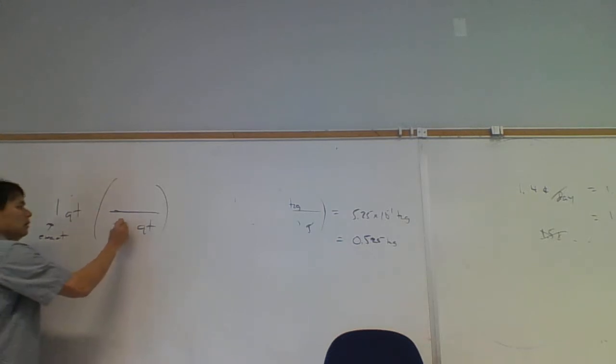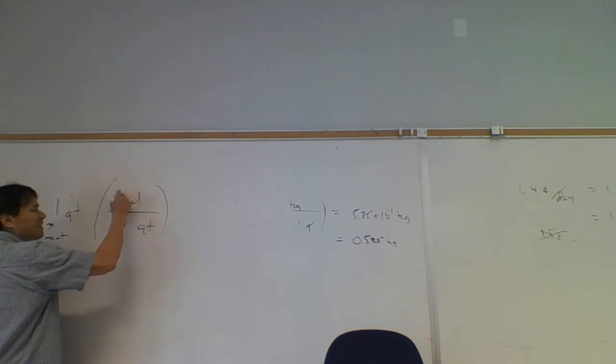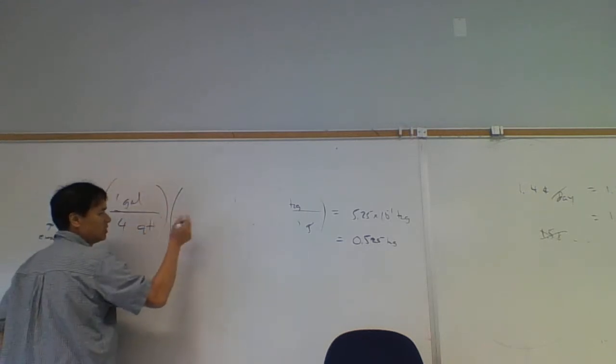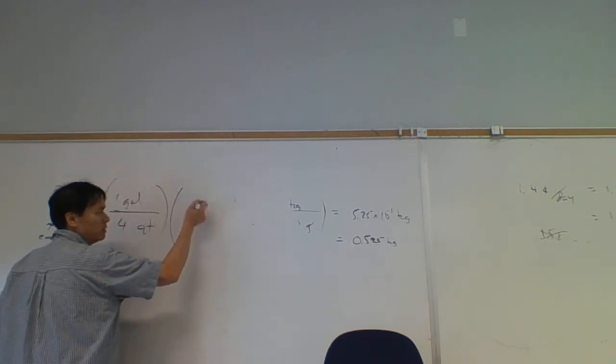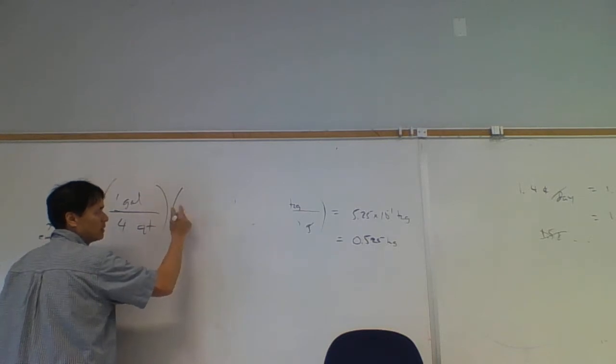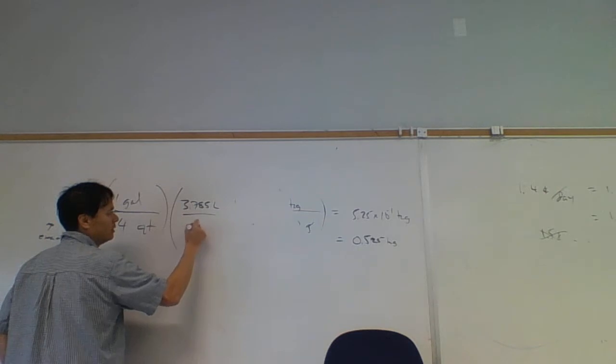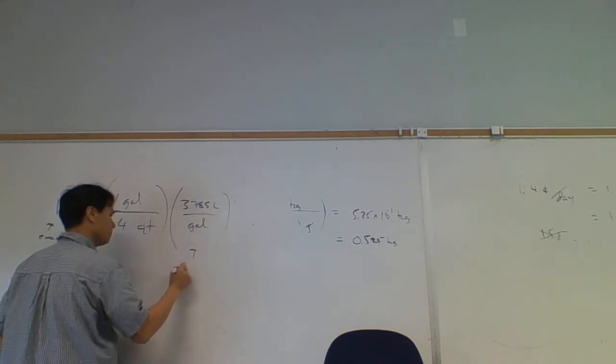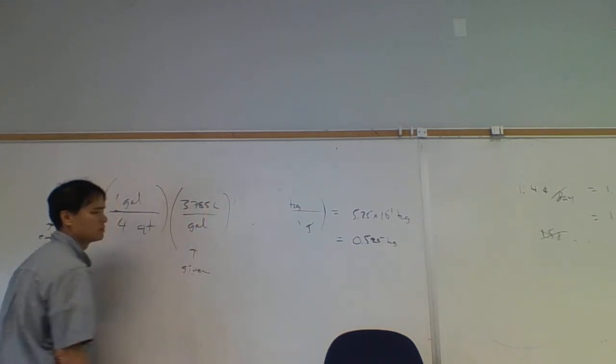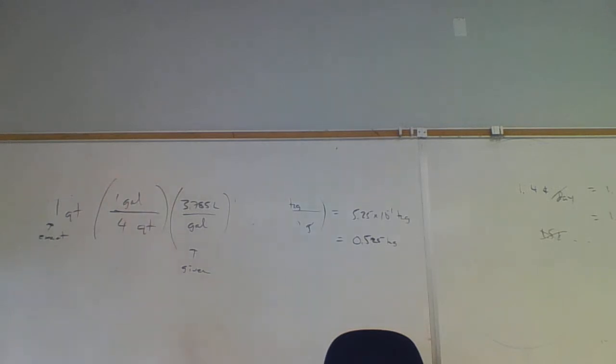So 4 quarts to 1 gallon. And then this one's easy because I should know this well or use it. You don't have to have this memorized. There are 3.785 liters per gallon. This one's going to be given, usually. The ones you should memorize are the definitions. The ones that aren't by definition, I'll give you.